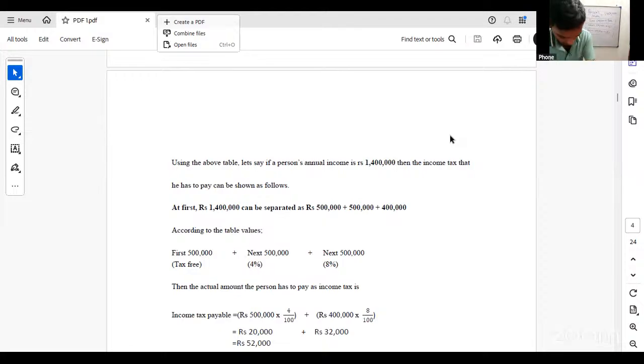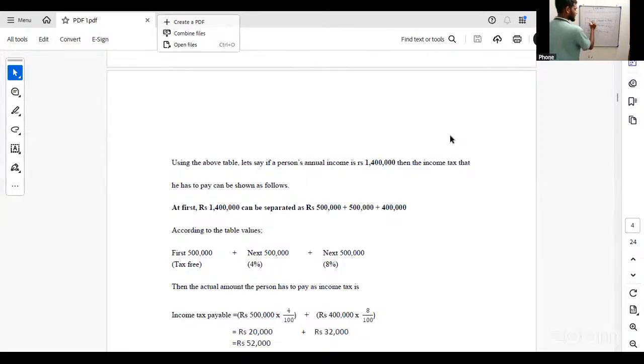Now, first of all, we have to divide this income into 500,000 groups. Now look at the board. So 1.4 million, you can divide it like this: 500,000 plus 500,000 plus 400,000. Now see this. 500,000 plus 500,000 is 1 million. Then this 1 million plus this 400,000 will give you 1.4 million.